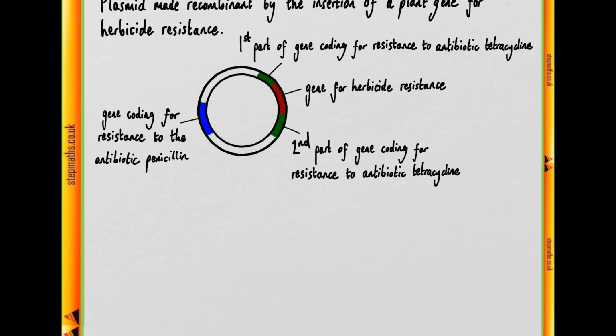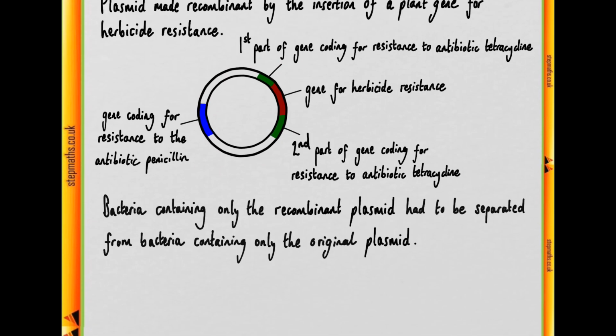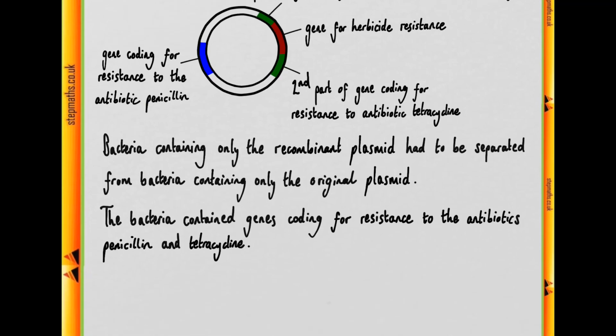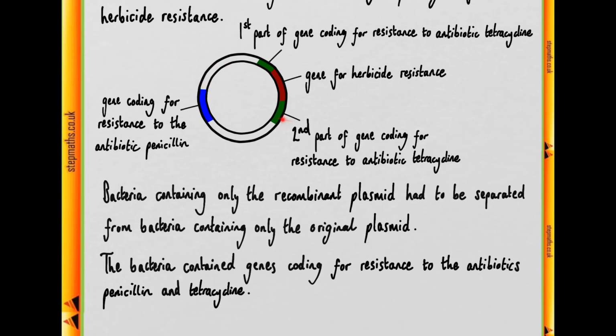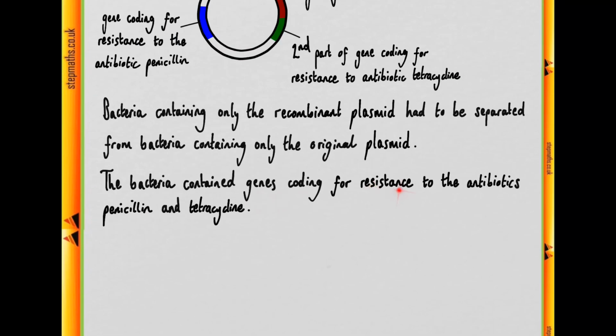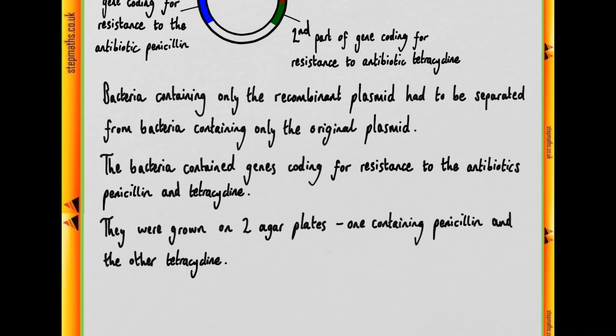So this is the recombinant plasmid, and we're told that bacteria containing only the recombinant plasmid were separated from bacteria containing the original plasmid. We're also told, as we can see in the diagram, that the bacteria contain genes coding for resistance to these two antibiotics, and that they were then grown on two agar plates. One of the plates had penicillin, and the other had tetracycline on it.